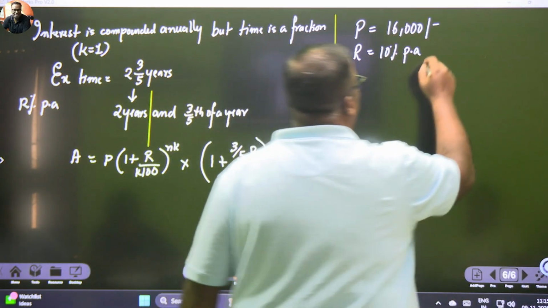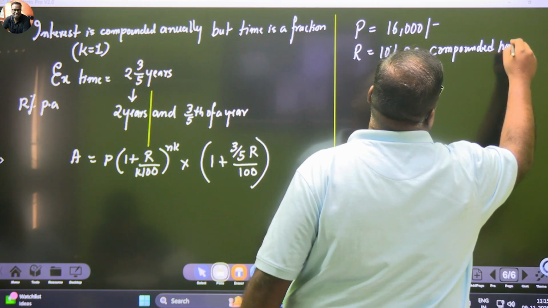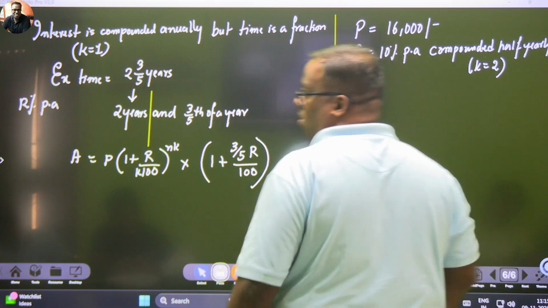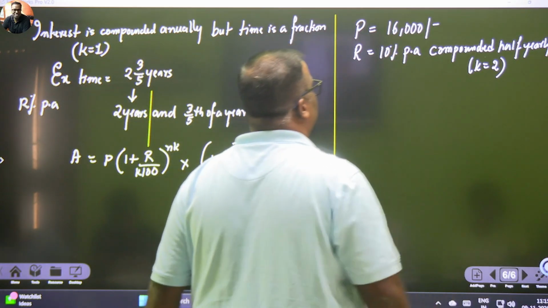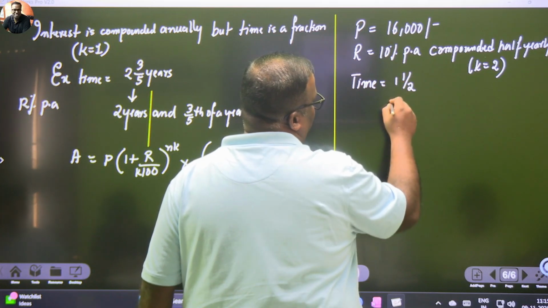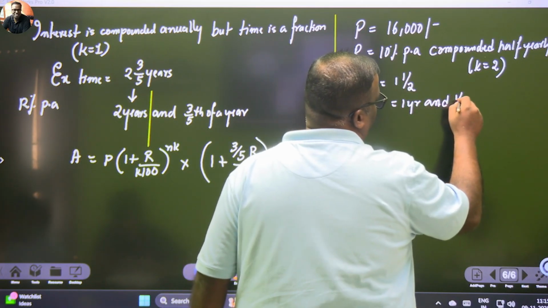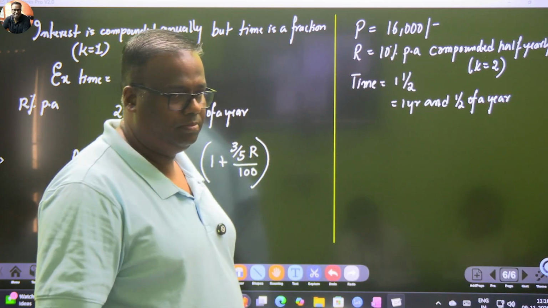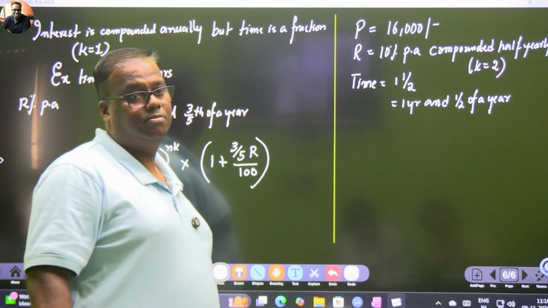Oh, compounded half yearly, more interesting. Compounded half yearly, 3 years. Compounded half yearly means my K value is equal to 2 now. So K's value is 2. Right, good. Then time is how much? 1.5 years, which is equal to 1 year and half of a year. If you are measuring it in half yearly, then 1 year would be equal to 2 periods.